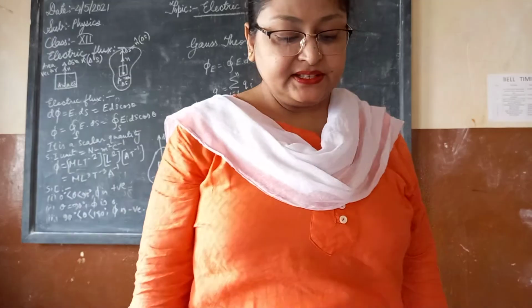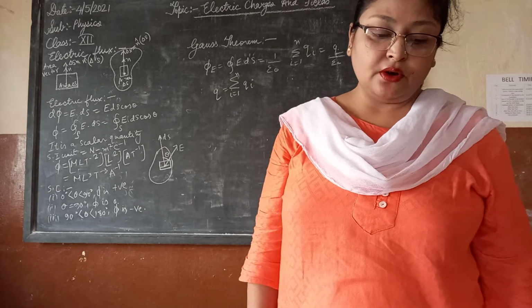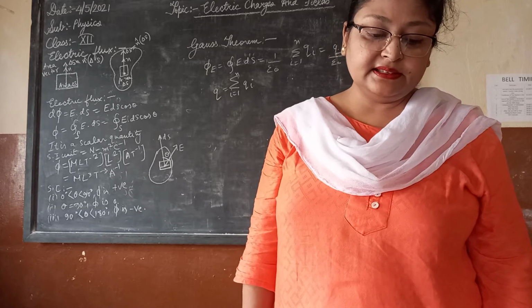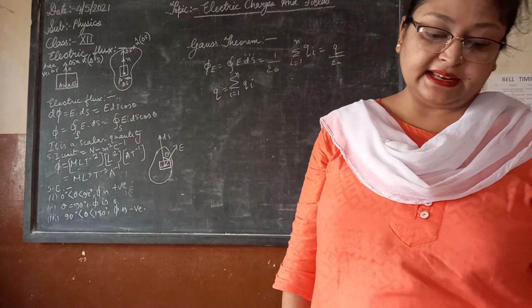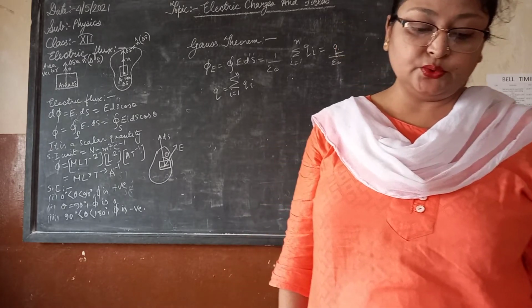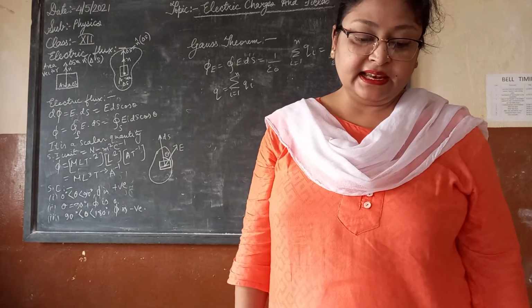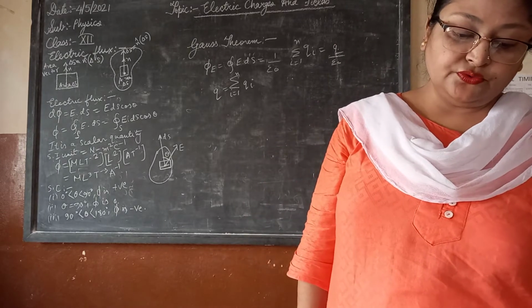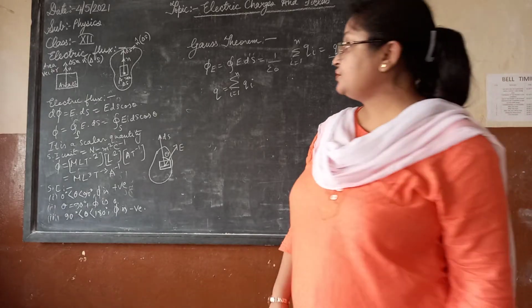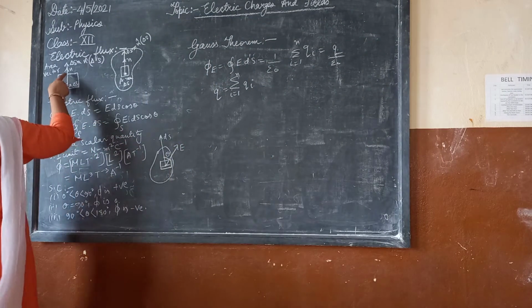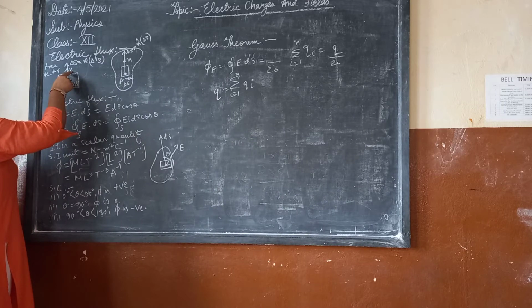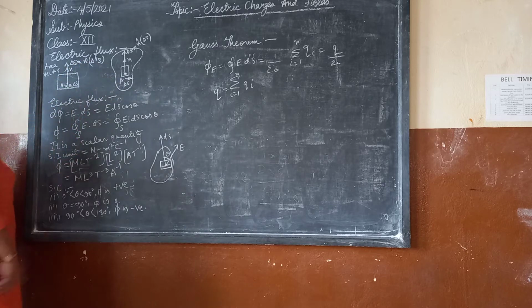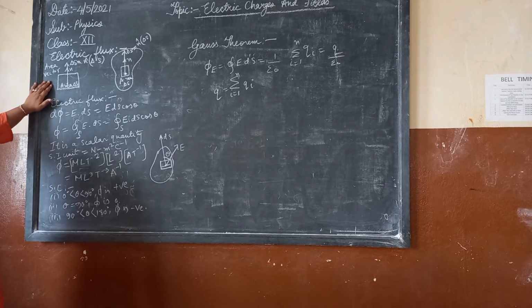Area vector. The vector associated with any area element of a closed surface is taken to be in the direction of the outward normal. Thus the area element vector ΔS at a point on the closed surface is equal to ΔS n cap, where ΔS is the magnitude of the area element and n cap is the unit vector in the direction along the outward normal to the surface. Suppose we are taking here the area ΔS. This is the unit vector, okay? n cap, and ΔS vector will be equal to n cap ΔS, like this. So this will be the area vector of this particular area.